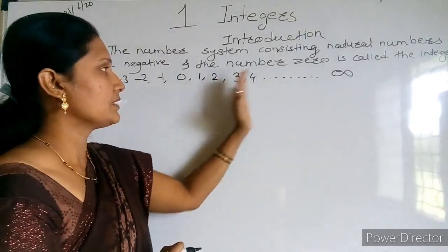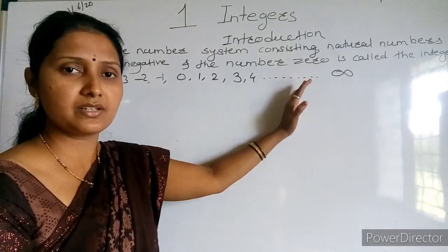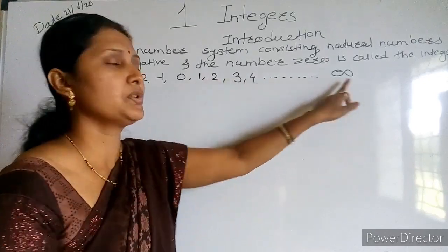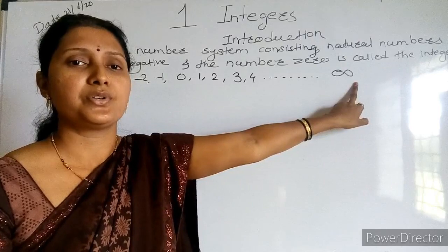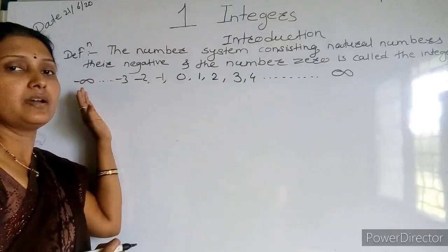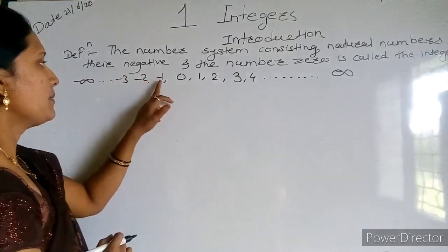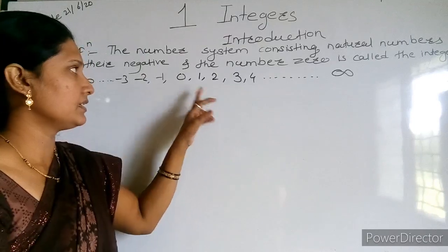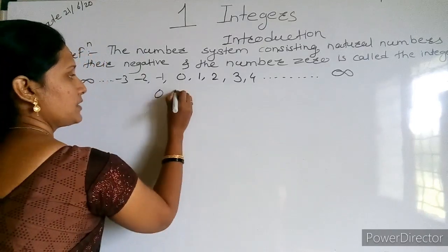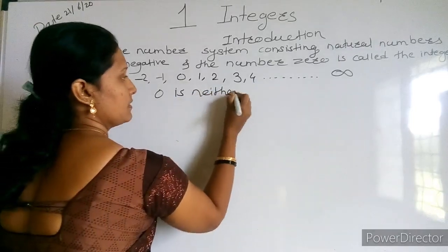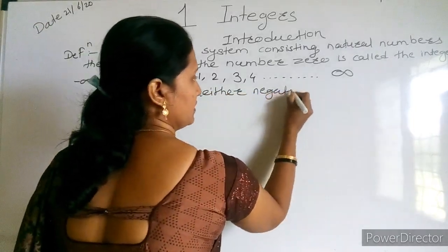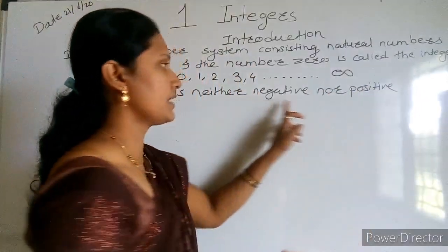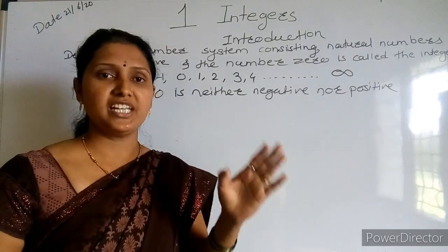On the right hand side, all the numbers are known as positive integers, that means 1, 2, 3, 4 up to infinity. The left hand side numbers are known as negative integers, that means -1, -2, -3 and so on. But students, keep in mind very clearly that 0 is neither negative nor positive. It is only an integer.